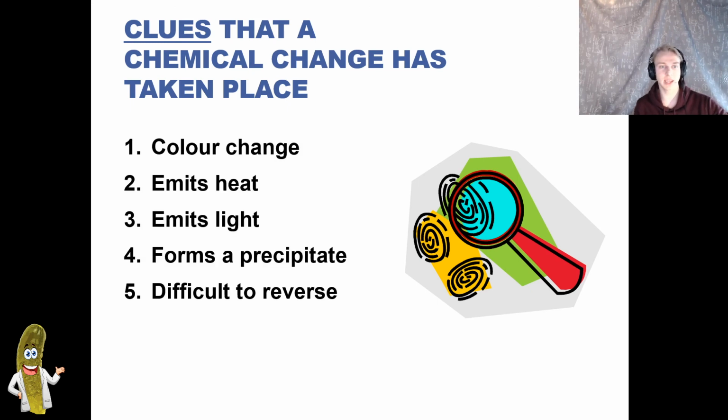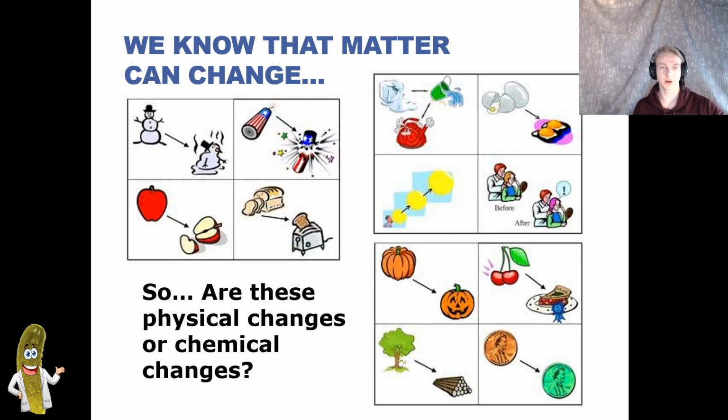So some clues that a chemical change has taken place. There are 5 main clues. One would be a color change. Two would be it emitting heat. Three would be it emitting light. Four would be it forms a precipitate. Or five would be it is difficult to reverse. So those would be all of the chemical changes there. Color change, emits heat, emits light, forms a precipitate, or is difficult to reverse.